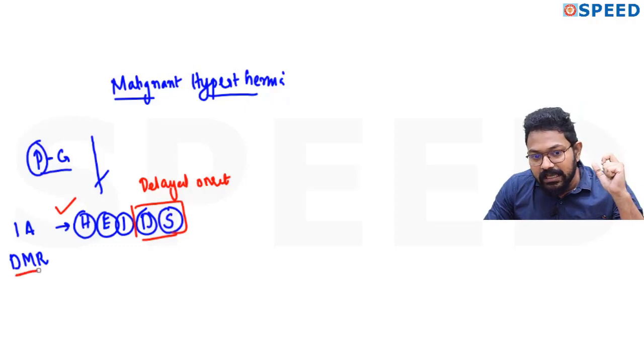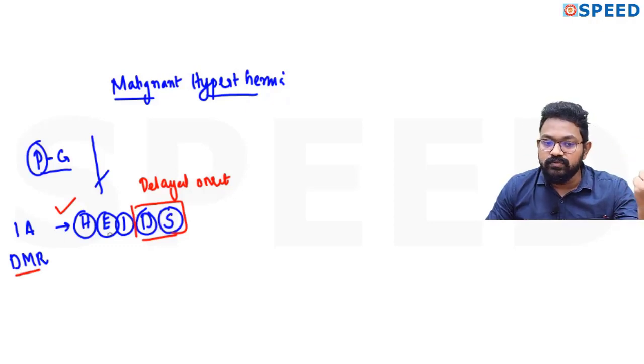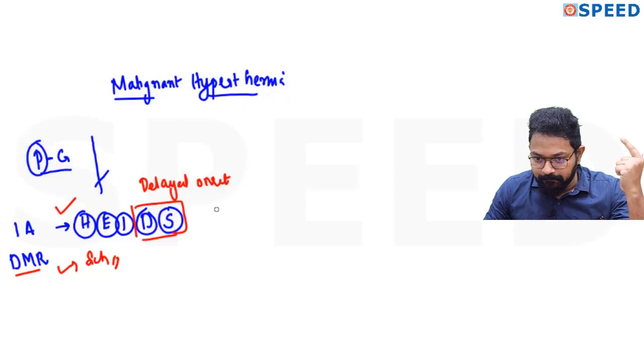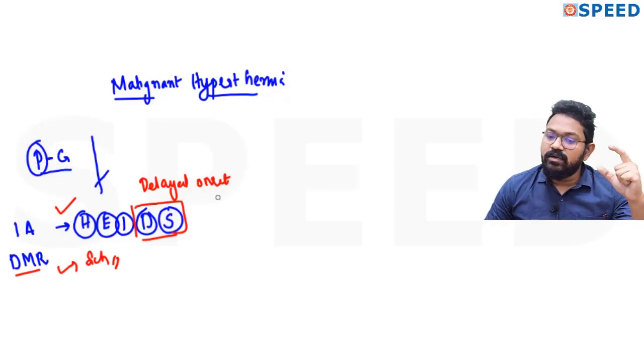And when it comes to depolarizing muscle relaxants, there is only one in use, which is succinylcholine. Succinylcholine also produces a rapid onset type of malignant hyperthermia, right? So this is about the pharmacological triggering.